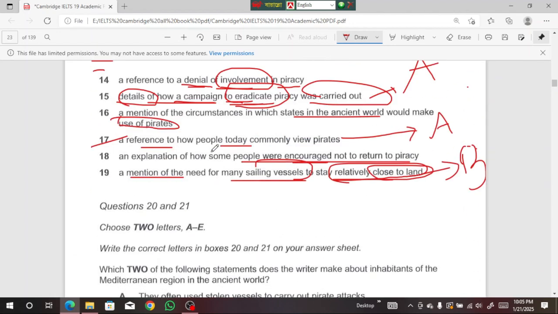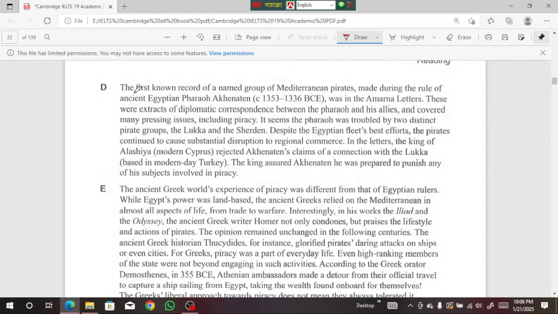So we can say the use of something. The mentioned circumstance states that the government of the ancient world would make use of pirates. That's the use they had in wartime and their service. So we can say C is the answer to 16. Now in paragraph D, let's start.